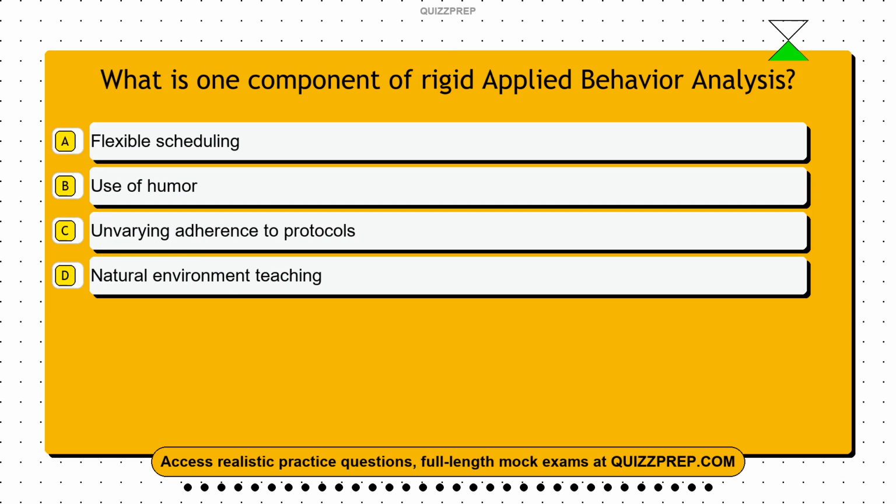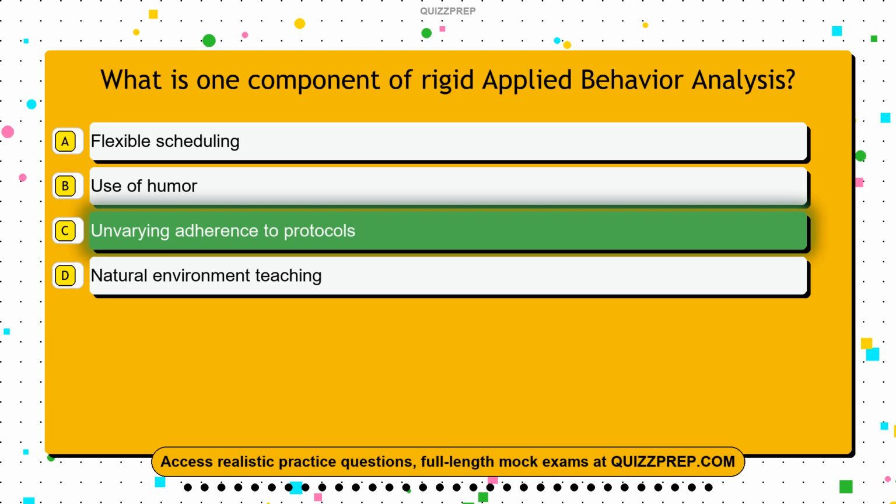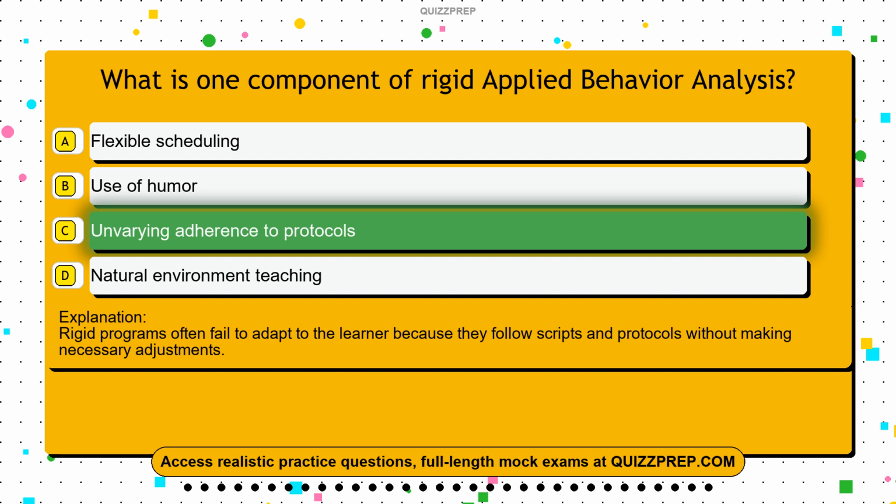Question 3. What is one component of rigid applied behavior analysis? Option A, flexible scheduling. Option B, use of humor. Option C, unvarying adherence to protocols. Option D, natural environment teaching. The correct answer is option C, unvarying adherence to protocols. Rigid programs often fail to adapt to the learner because they follow scripts and protocols without making necessary adjustments.